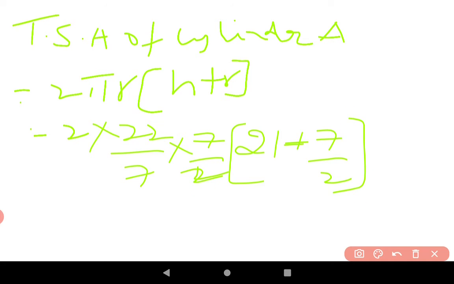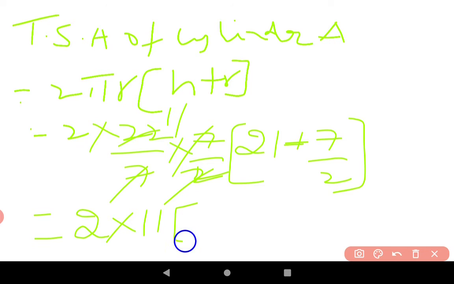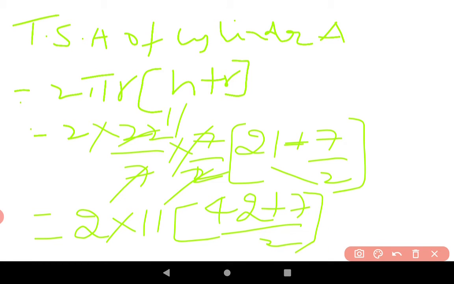Now what we do, let us cancel this 7 and 2 11. So what happens, 2 into 11, right? So this everything has been divided. Now here you have to find the LCM, cross multiply. What will we get? 21 into 2 is 42 plus 7 divided by 2, right? So the last step, 21 into 2, 42 plus 7 divided by 2.